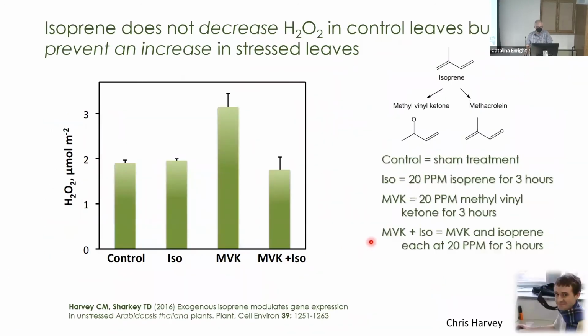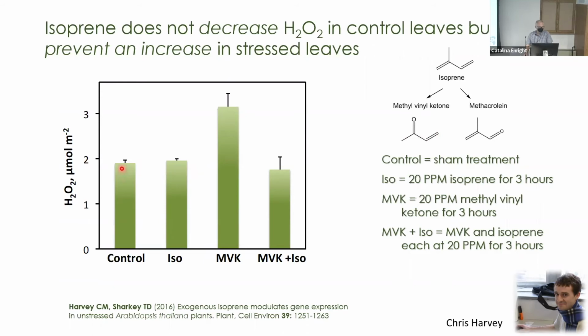We did another experiment, Chris Harvey did this, where he exposed the plant to methylvinyl ketone. So isoprene, the first reaction that breaks down isoprene in many cases is splitting it into methylvinyl ketone and methacrolein. And methylvinyl ketone is what's called a Michael addition chemical, and it's reactive, causes oxidative stress.